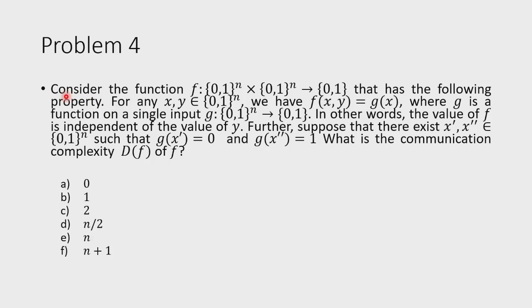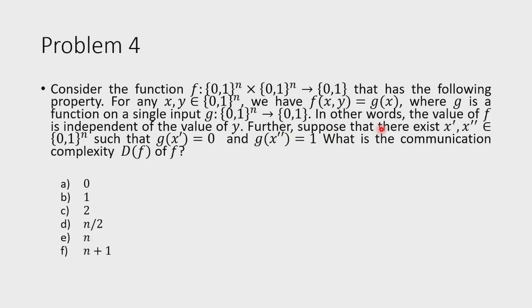So consider the function f from {0,1}^n × {0,1}^n to {0,1} with the following property. For any x, y in {0,1}^n, we have that f(x, y) is g(x), where g is a function on a single input. So g is from {0,1}^n to {0,1}. In other words, the value of f is independent of the value of y. It just depends on the value of x as its input.